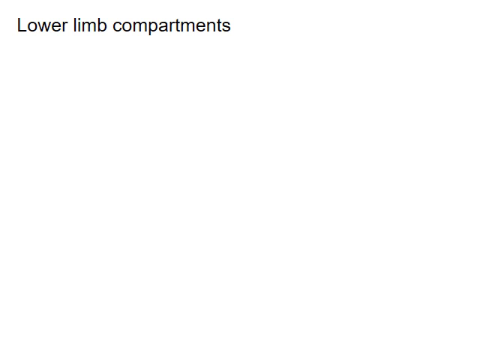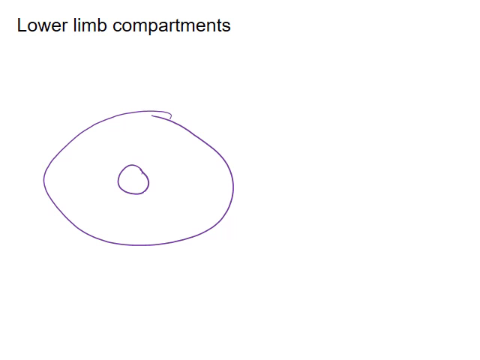We're going to start with the thigh. So we've got one big bone in the thigh, which is going to be our femur. And so we're going to have anterior up here, posterior here, medial, and lateral. And we're going to have 3 compartments. We're going to have an anterior compartment, a medial compartment, and a posterior compartment.